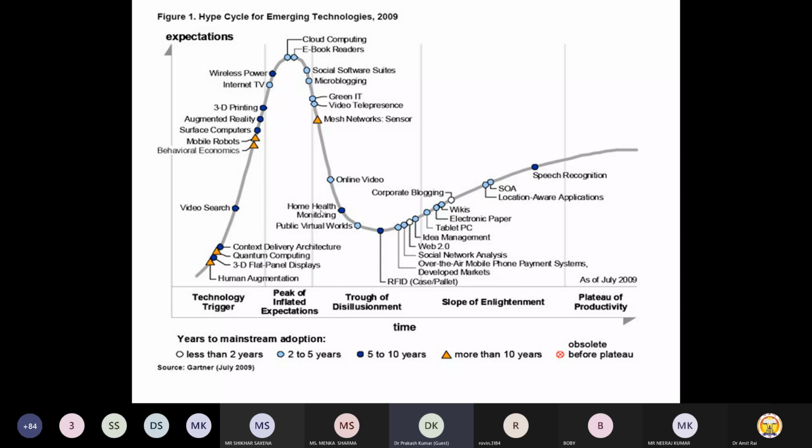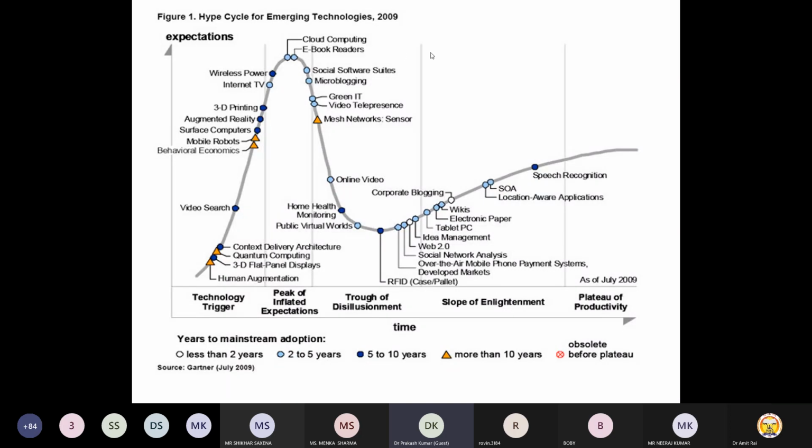Okay, so home health monitoring, this is dark blue color, means it will be in mainstream adoption in 5 to 10 years. 10 years means 2019. Yes, you see today health monitoring systems are mostly getting implemented. Then if we go for 3D printing, yes, today we are adopting 3D printing after 10 years. If we go for mobile robots, work is still going on. Now this is the trend which was published in 2009.